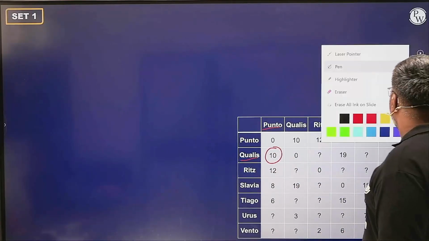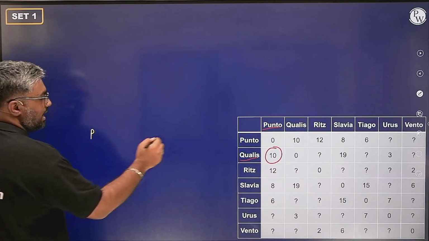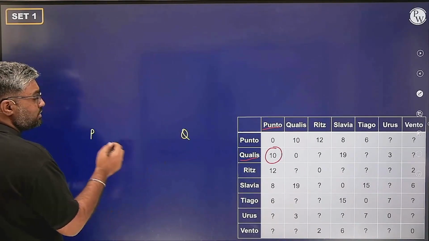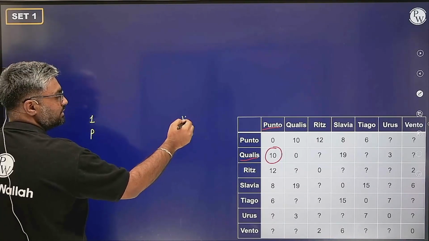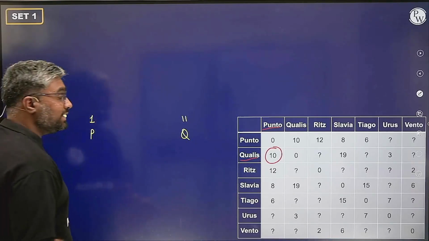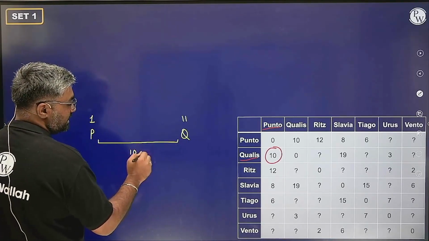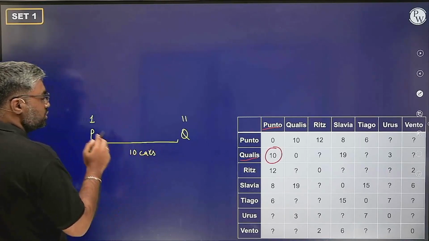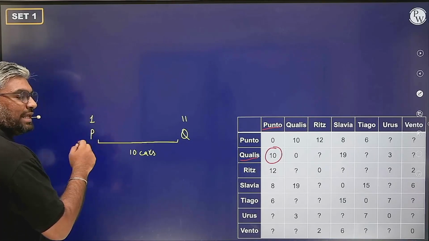What does it mean? It basically means that if this is P and this is Q, that does not mean that if this is at slot 1, 10 cars from here, this will be slot 11. No. What are they saying? There are 10 cars in between. Yes, 10 cars in between. So after slot 1, you will have to count from 2 to 10.